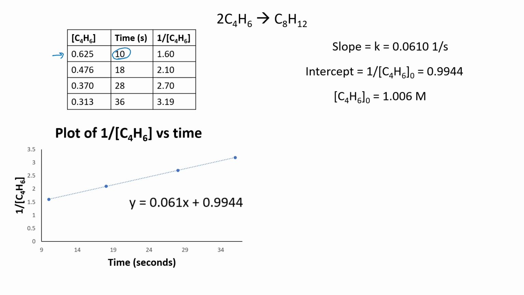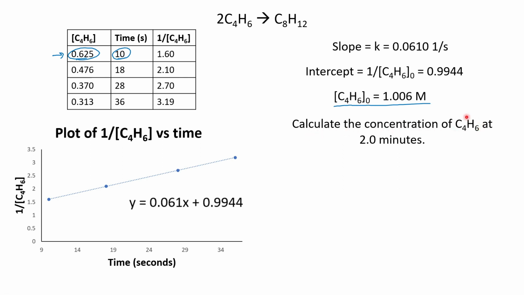But using my equation of the line, I can calculate that initial concentration. And it makes sense. The concentration is greater than my concentration at 10 seconds. So yes, this does make sense for initial concentration to be about 1 molar, when at 10 seconds, my concentration was about 0.6 molar. All right, but let's say we wanted to calculate the concentration of C4H6 at 2 minutes. You'll notice I do not have that in my data table. I only go to 36 seconds.